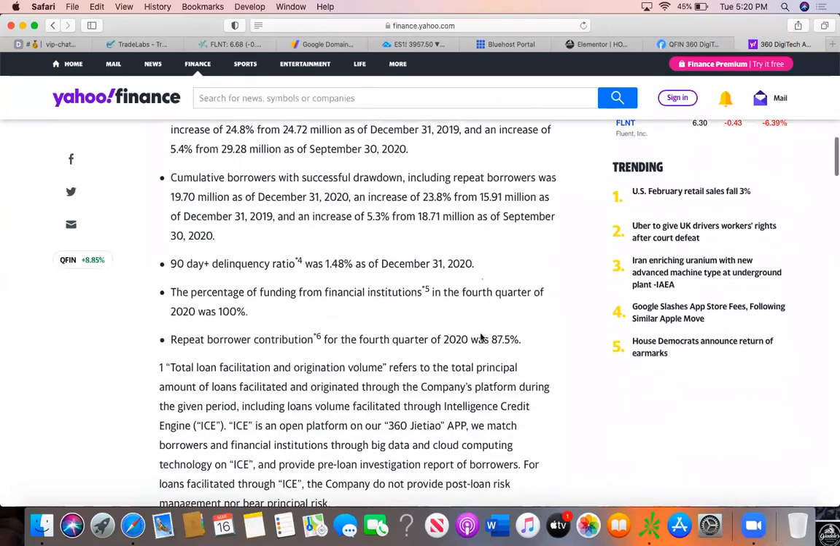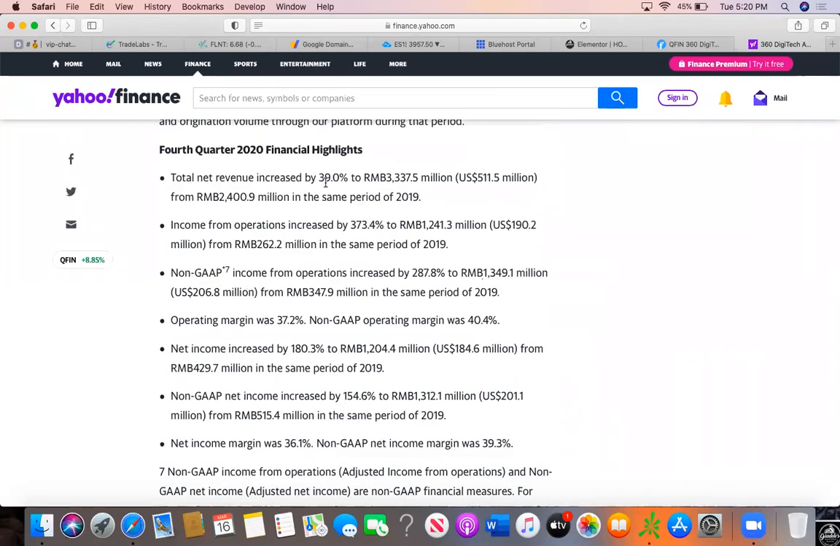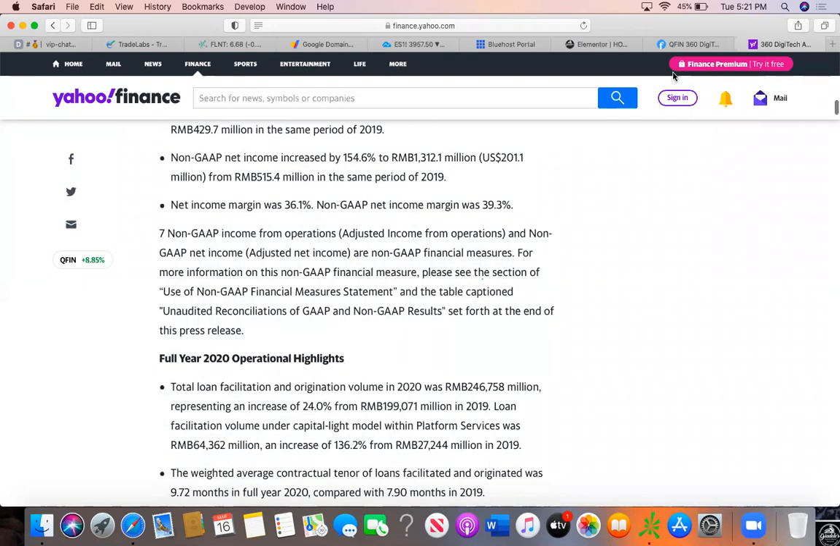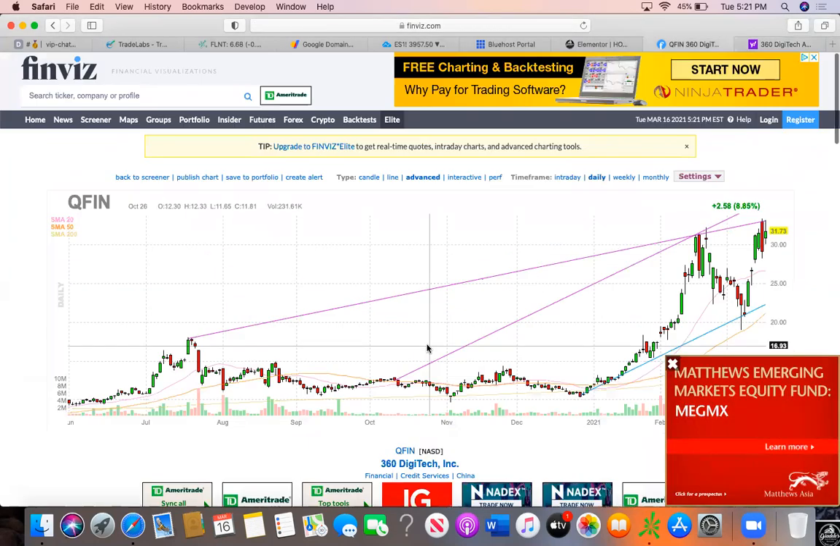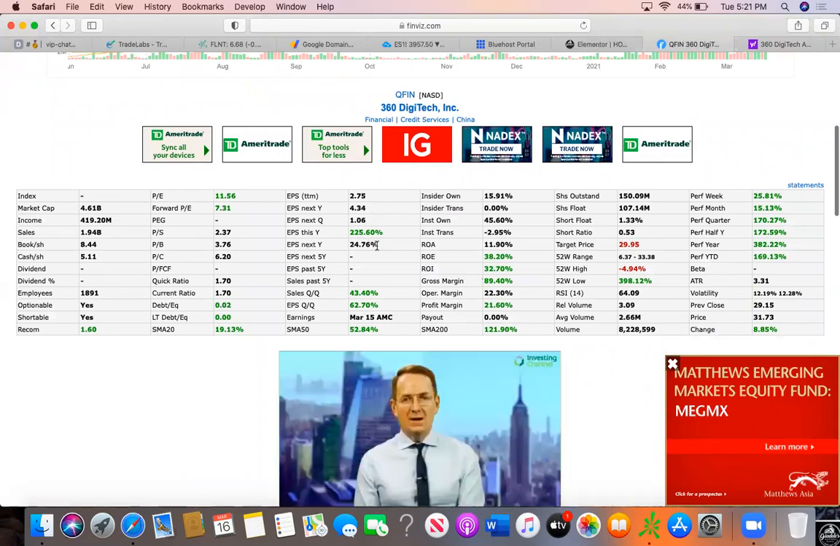So this one you could see, let's get down to it. Where is it? Okay, total revenue increased 39%, which is great. The income increased 373%. That's big. Basically, that's really big. This one, 287%, 180%. So this is one that I really liked. As you can see, they're growing financially and actually starting to make a lot more money. And you can see the EPS next year, 25% growth. EPS this year of 225% growth, and these numbers here.